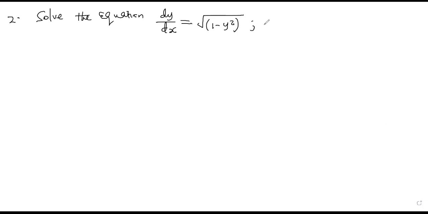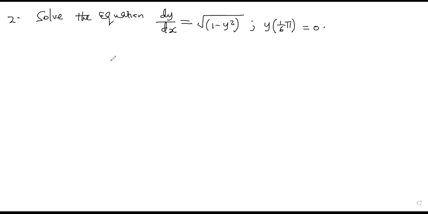Solve the equation dy/dx is equal to the square root of 1 minus y squared. Then here the conditions are y of 1/6 pi is 0.